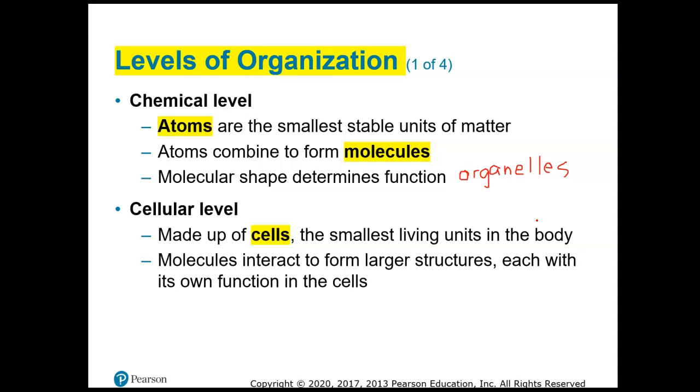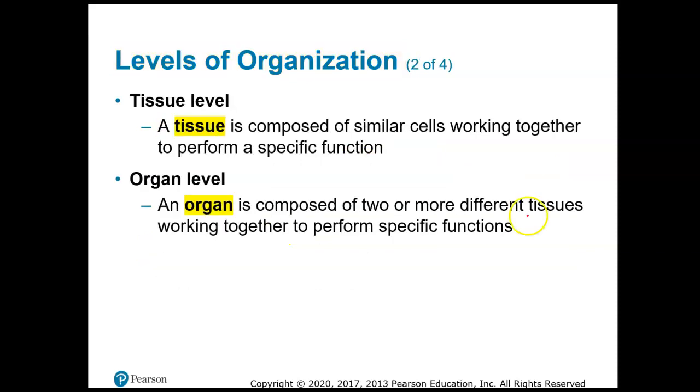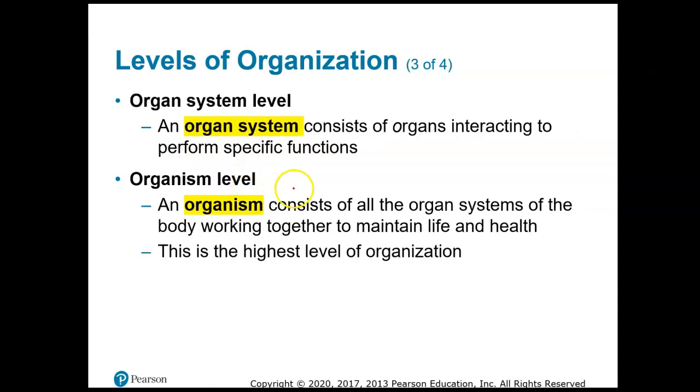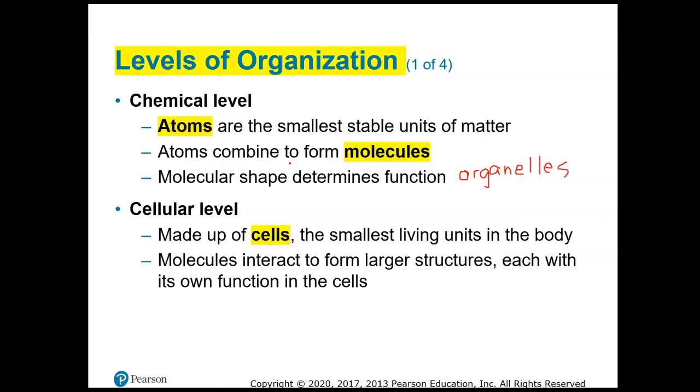You're going to have atoms form molecules. Molecules build the structures that we call cell parts or organelles. And then cells. So the organelles together make up the cell. And then a group of cells is a tissue, a group of tissues is an organ, and a group of organs that work together is an organ system. And then all the organ systems in the human body, which is 11 organ systems, compose the organism.